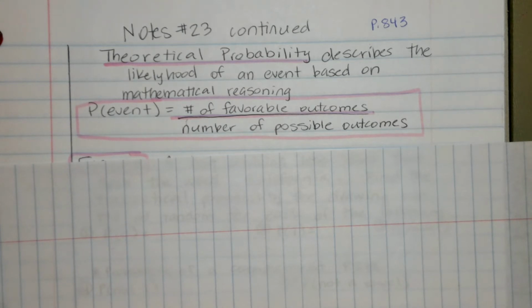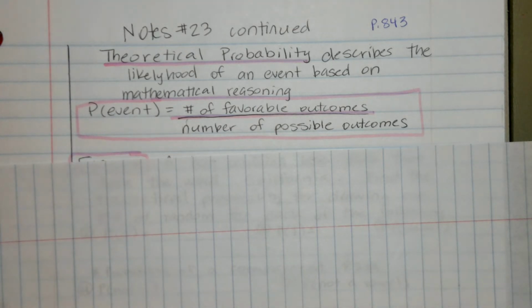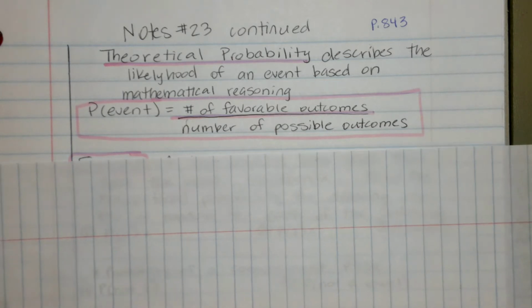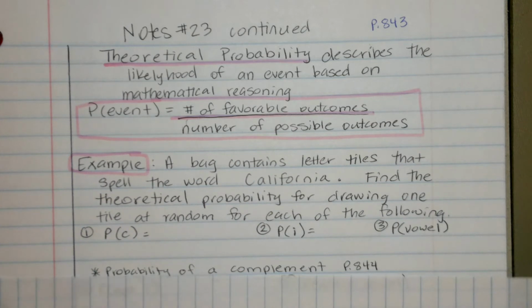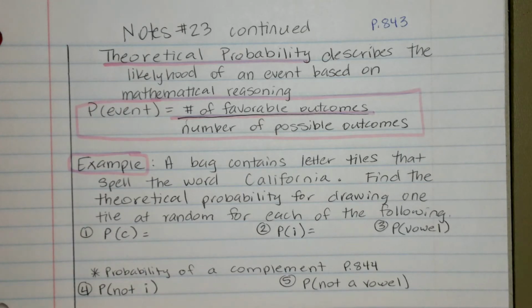So, like in theory, I could say, what's the probability of rolling a 2? And there's one side that has a 2, so 1 over 6. If you did an actual experiment, it could be different. You could get that rolling a 2 could come up more likely than one of the other numbers. Anyways, here's the example for theoretical probability.